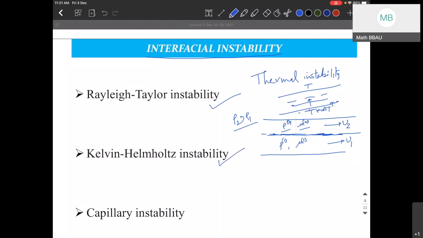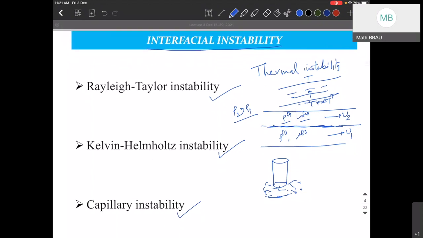Now, capillary instability is when a liquid cylinder collapses in an infinite fluid due to the surface tension. If a liquid cylinder collapses in an infinite fluid due to the action of surface tension, then the instability at the interface is called capillary instability. I think these are clear now.